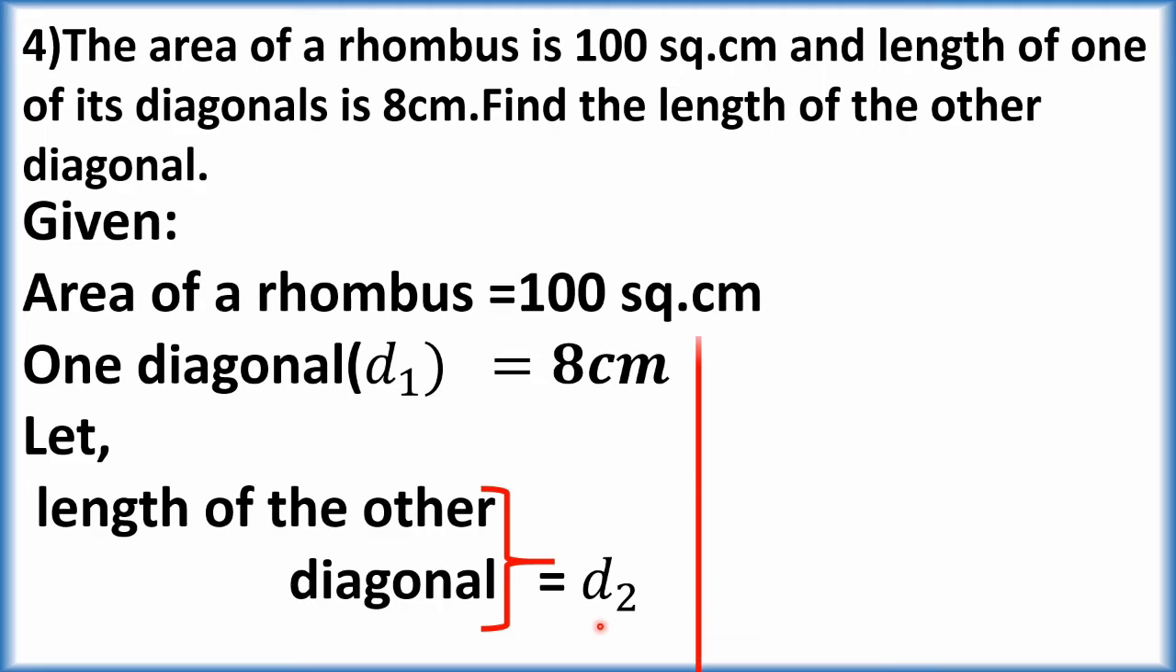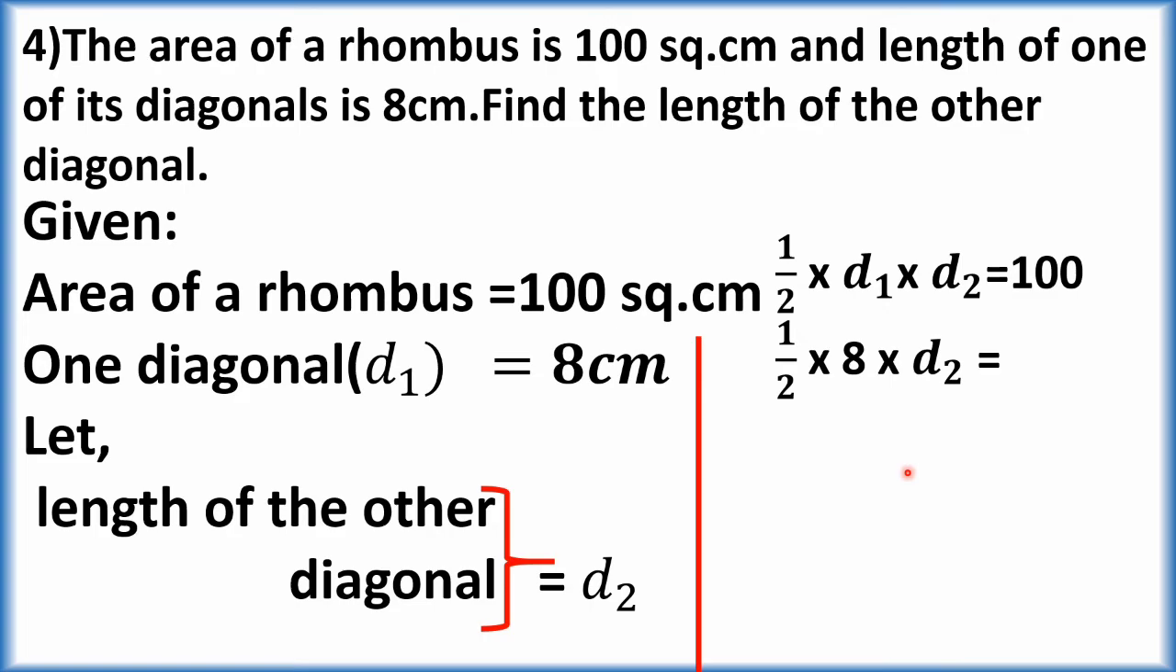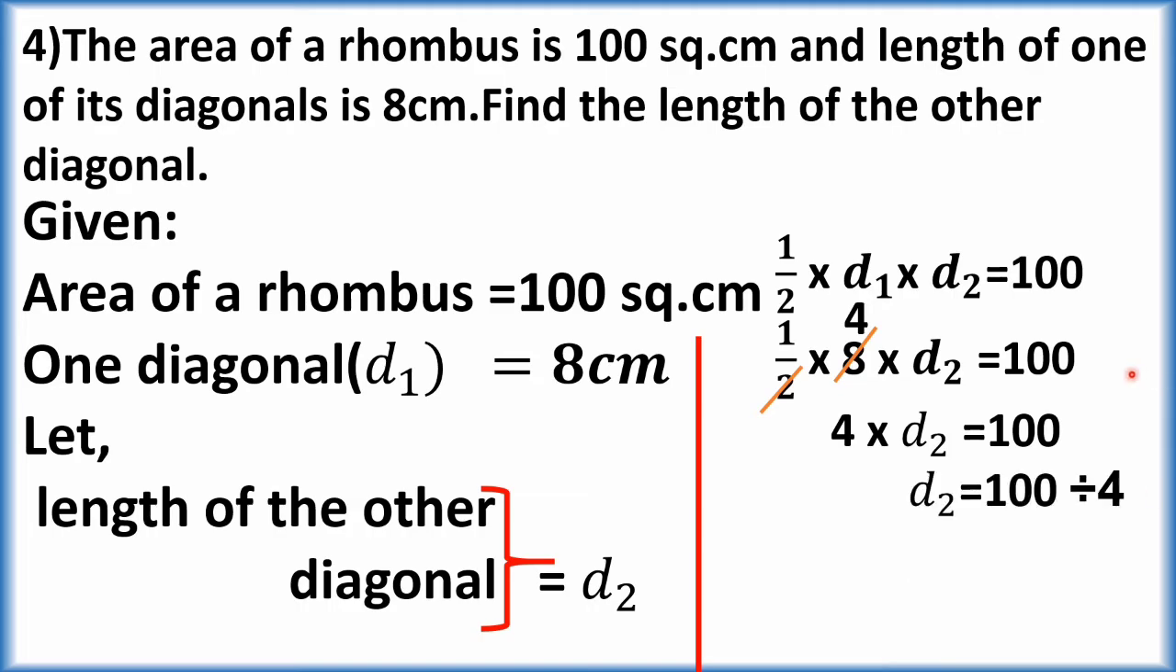We know if diagonals are given, what's the formula of the area? Half D1 into D2 equal to 100. Instead of D1, you substitute 8, equal to 100. Let us cancel this 2 and 8. It is 4. 4 into D2 equal to 100. If we take this 4 to the right hand side, it will become a division. What's 100 divided by 4? 25 centimeter. So length of the other diagonal equal to 25 centimeter.